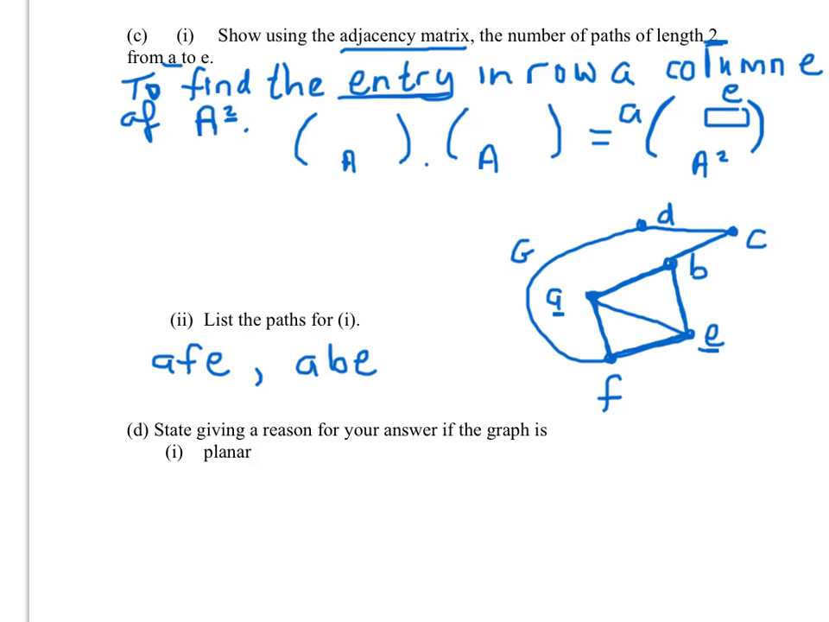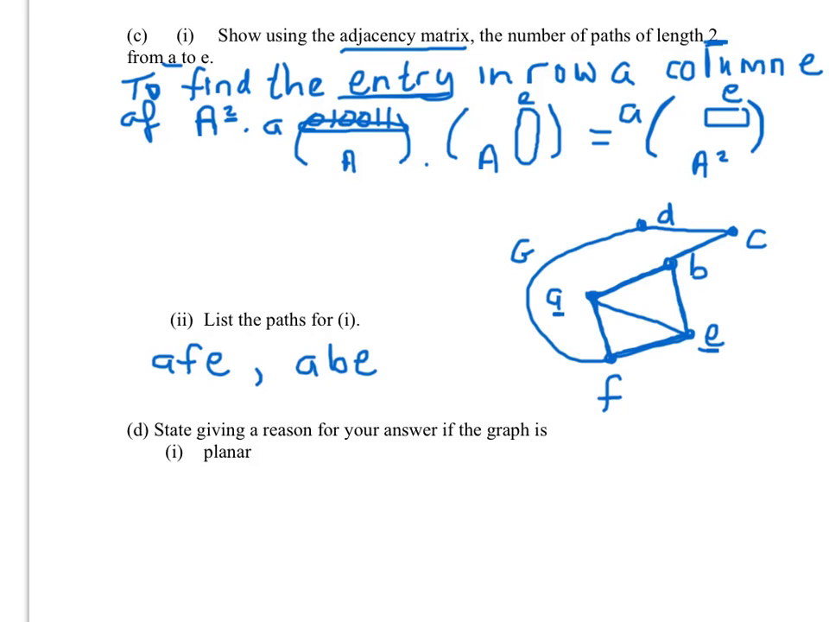Now recall the multiplication of matrices. To get that entry, what you do is you take row A and multiply it by the corresponding entries of column E, and you add up all the values. So if I put in these entries from my original adjacency matrix, I get, I should have made this a bit bigger, 0, 1, 0, 0, 1, 1.